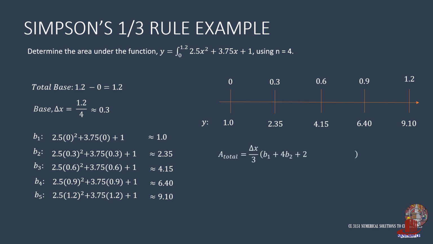With Simpson's function, the total area is then computed as a third of 0.3 multiplied by 1 plus 4 of 2.35 plus twice of 4.15 plus 4 times 6.4, then add 9.1. The total area is then 5.34. There is a small deviation from the answer we got from the trapezoid rule.